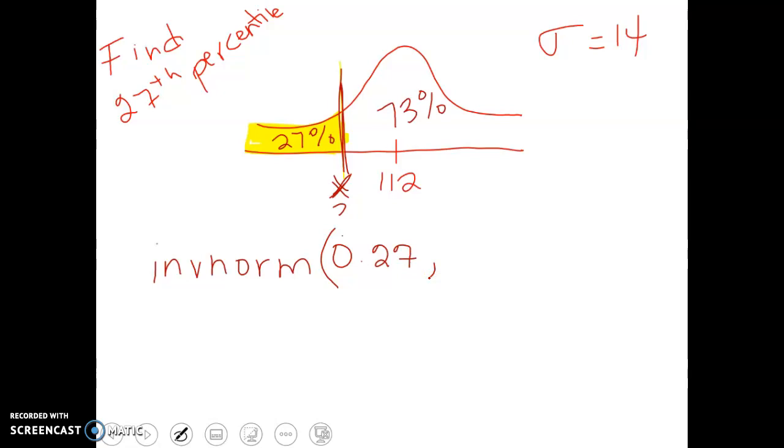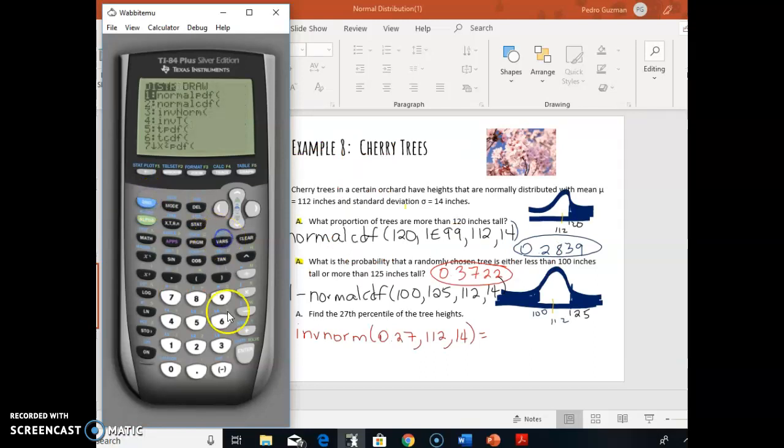We don't need a lower and upper boundary. We just need the left area, the mean, and the standard deviation. So you only need 3 numbers. The next number is the mean. The last number is 14. Alright, so we're going to do second vars number 3. The area is 0.27, the mean is 112, and the standard deviation is 14. And we get 103.42068182.